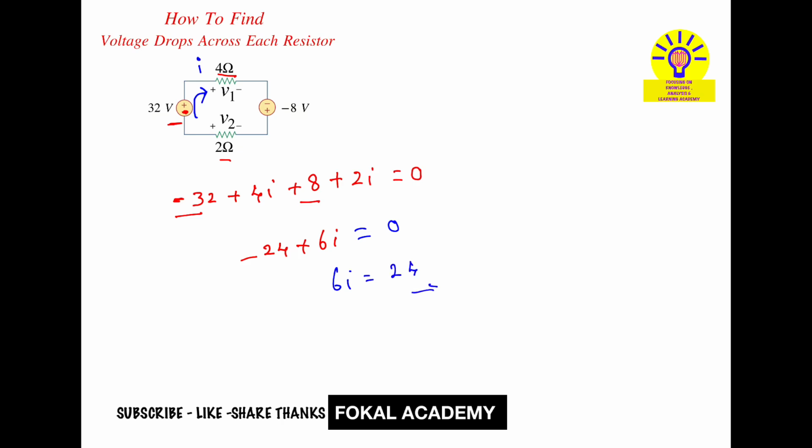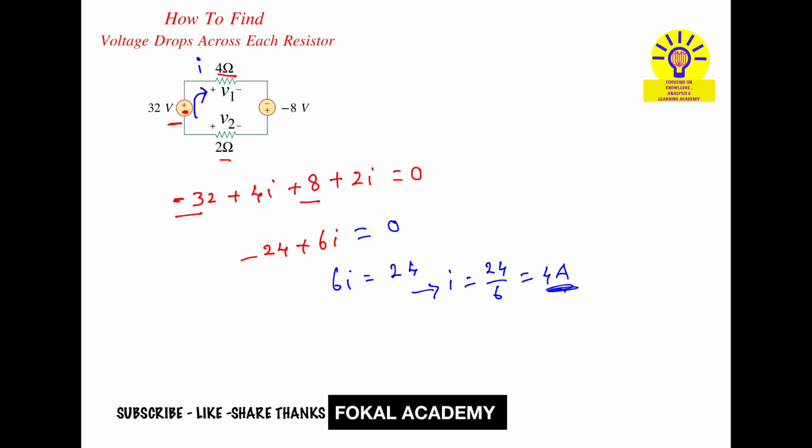So current I equals 24 by 6, nothing but 4 amperes. Now this is the current passing through the loop, meaning this much current exists across the 4 ohm resistance and in the 2 ohm resistance. Now find the voltage drops across these. Due to this polarity sign which does not practically exist, the voltage drops will differ.